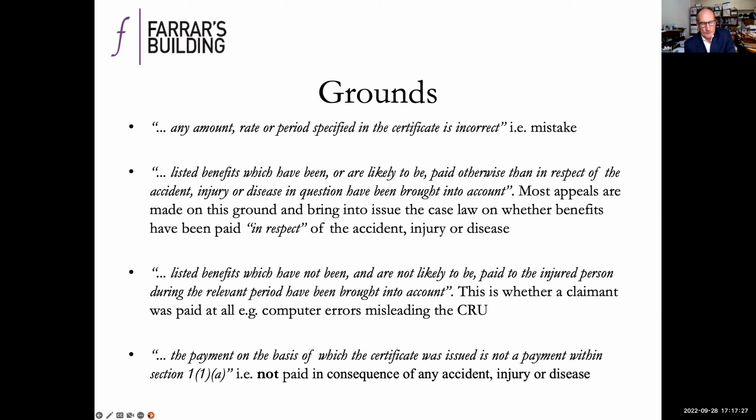Listed benefits have not been and are not likely to be paid to the injured person during the relevant period have been brought into account. This is whether the claimant was paid at all. It's not a rerun of the one above. And this might be computer errors which have misled CRU, for example. And then a payment on the basis of which the certificate was issued is not a payment within section 11A. And section 11A is that it has to be a payment which is paid in consequence of any accident, injury or disease. That's just a question of fact. It was a payment for another purpose. So then just looking at a couple of those points, if I may, moving to the next slide.